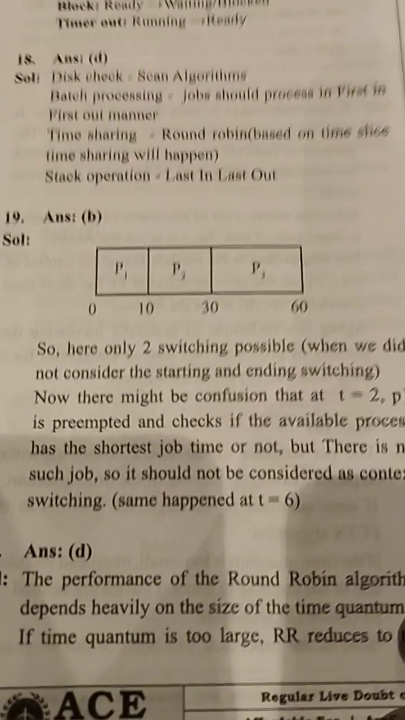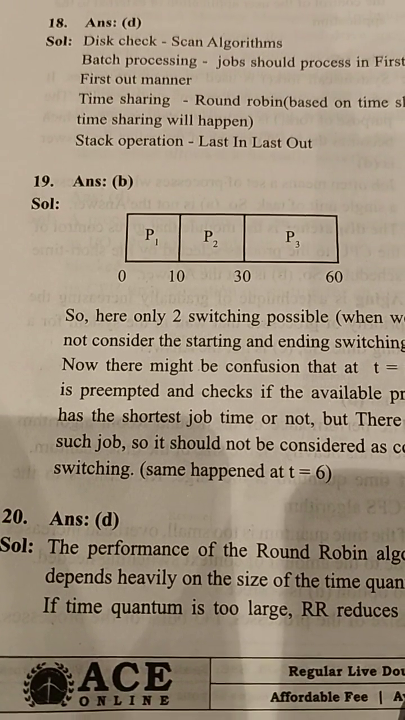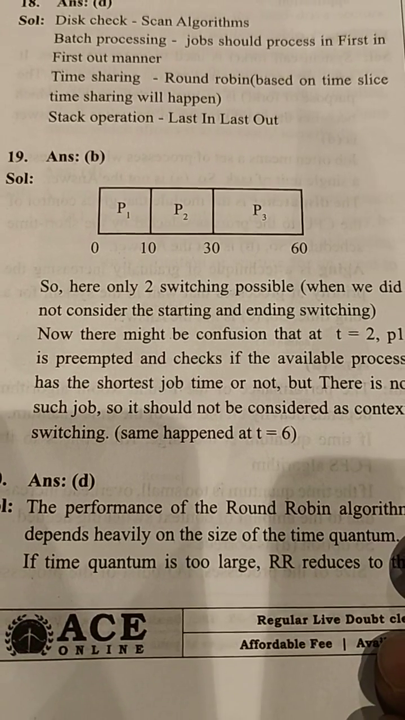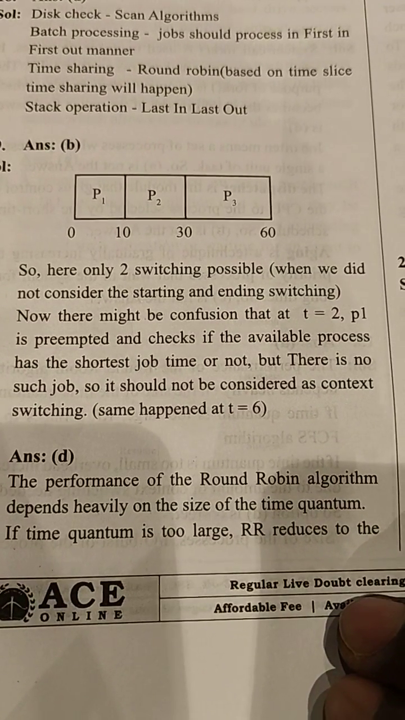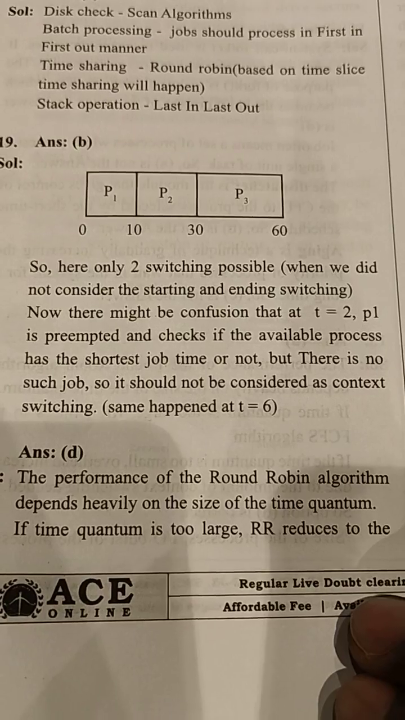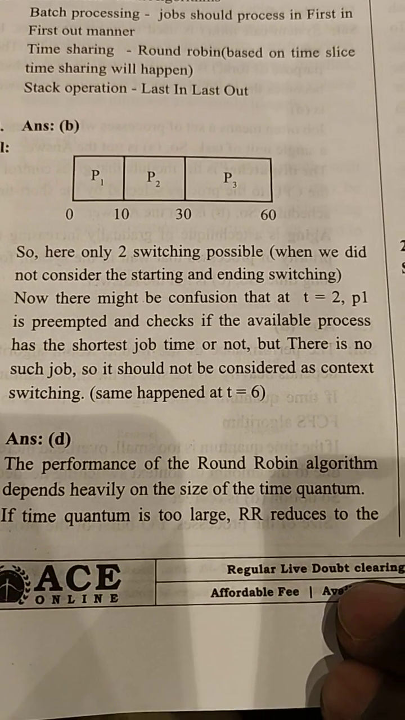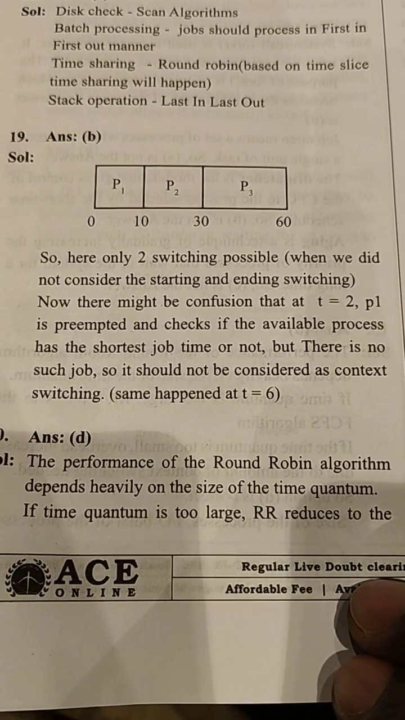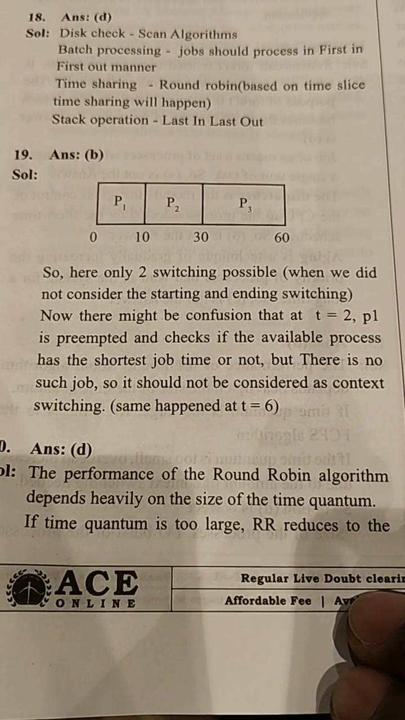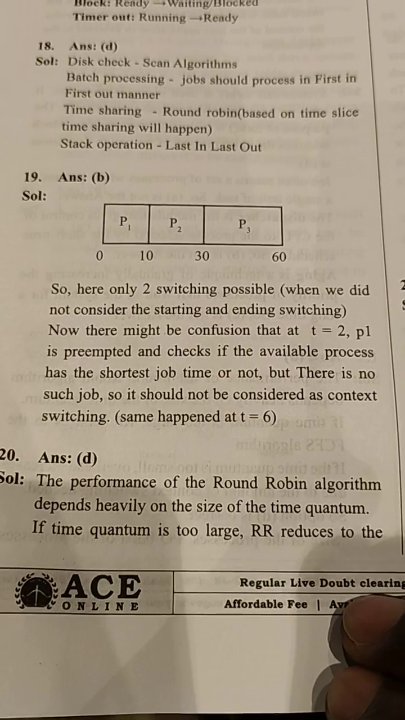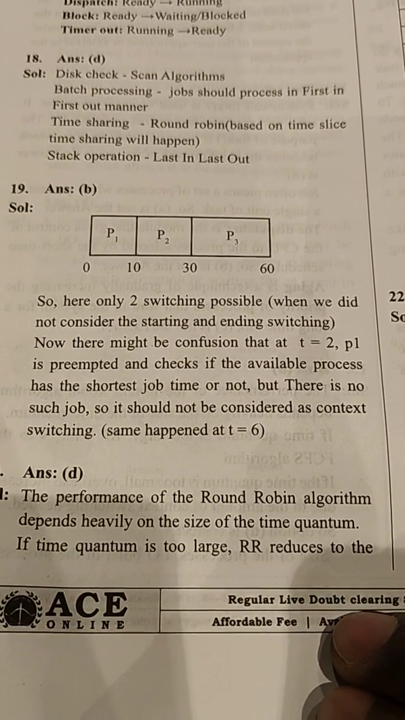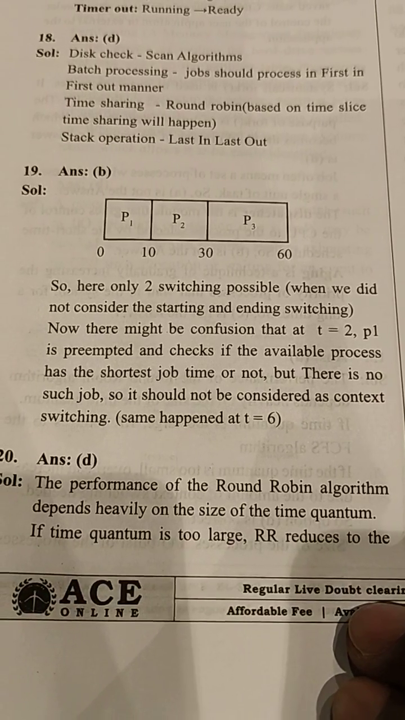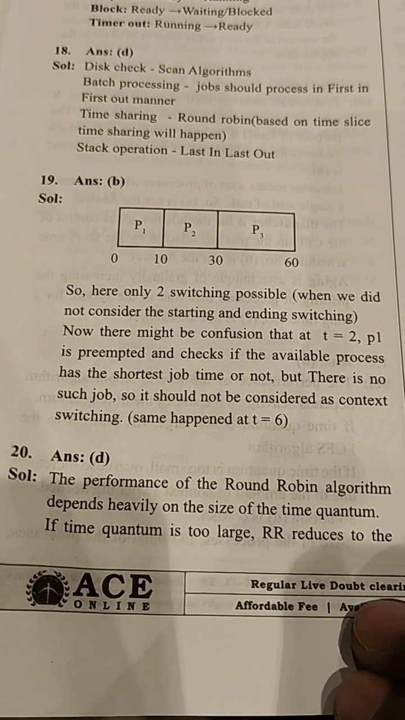19th question. Now the shortest time: 0 to 10 is P1, 10 to 30 is P2, 30 to 60 is P3. So here only 2 switches are possible when we do not consider the starting and ending switches. Now there might be confusion at T equals 2. P1 is preemptive, and it checks if any available process has a shorter job time or not, but there is no such job, so it should not be considered as a context switch. Same happened at T equals 6.